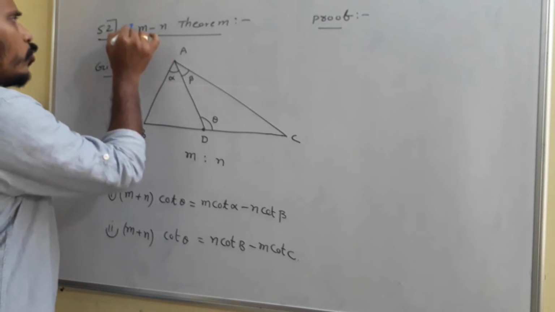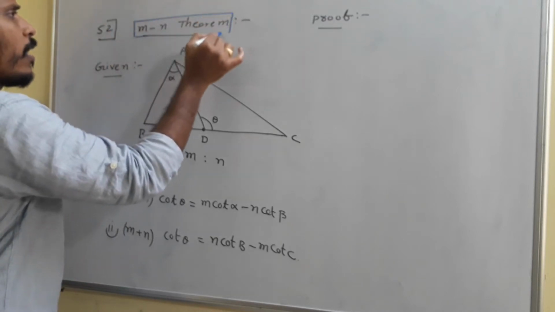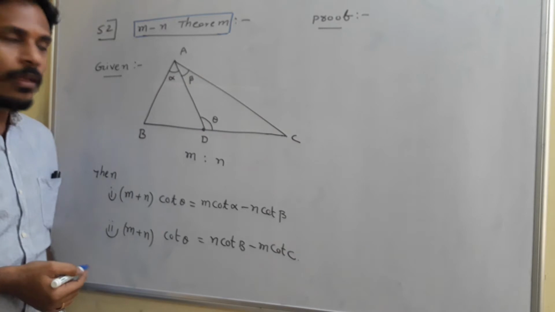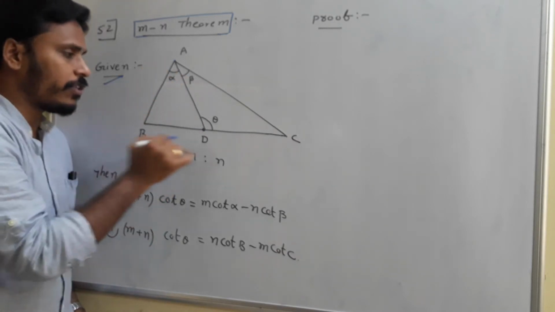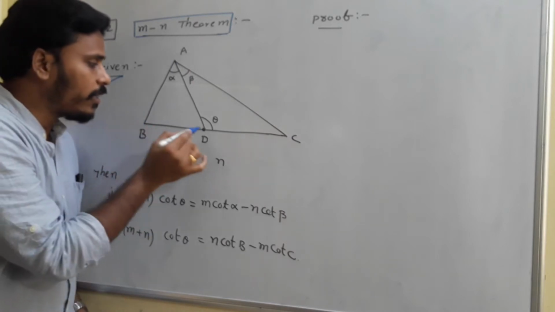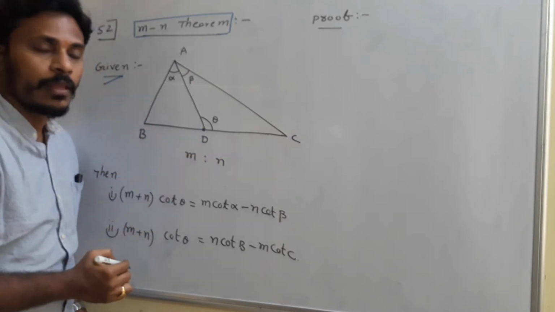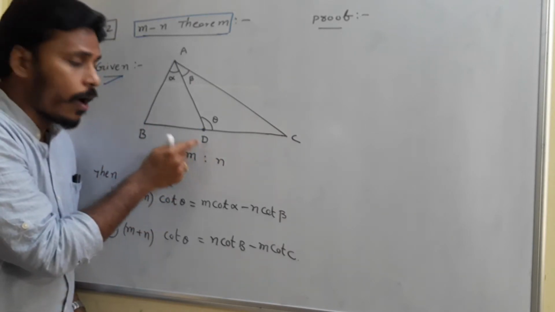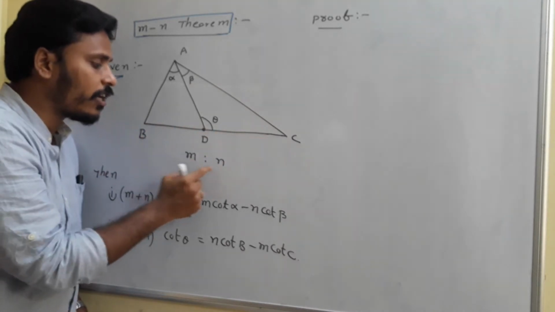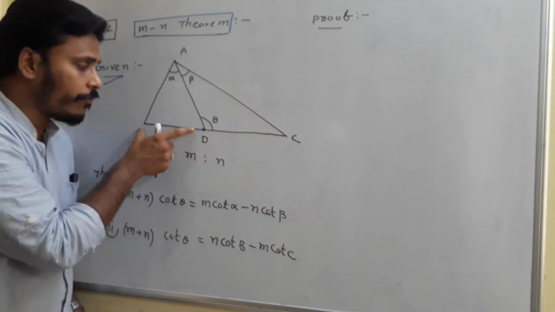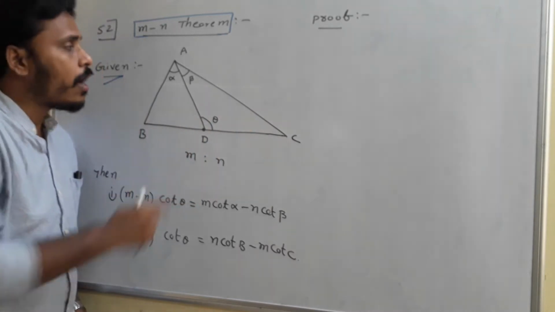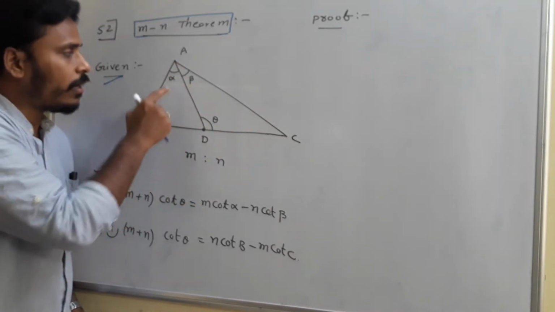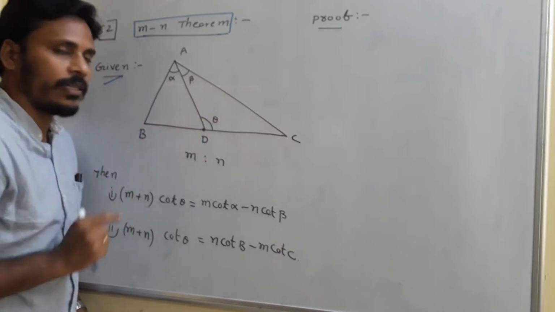See, usually we call it the MN theorem, and it states like this. Suppose we have a triangle ABC and D is a point on BC such that D divides BD and DC in the ratio M is to N. So that means this part is M and this part is N. And if you join AD, the angles are alpha, beta, theta like that.